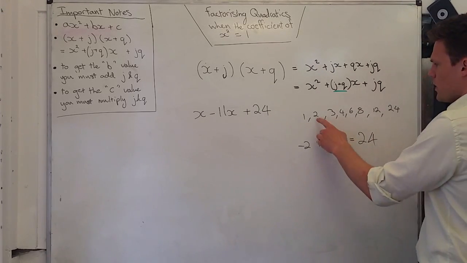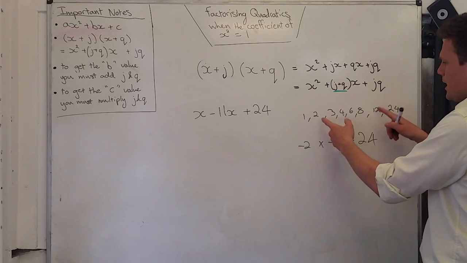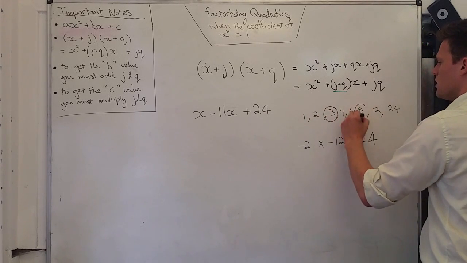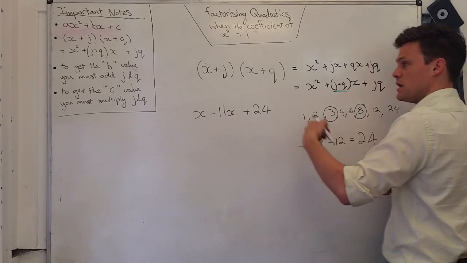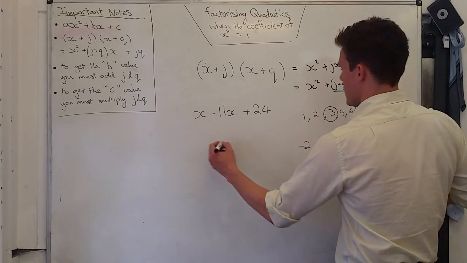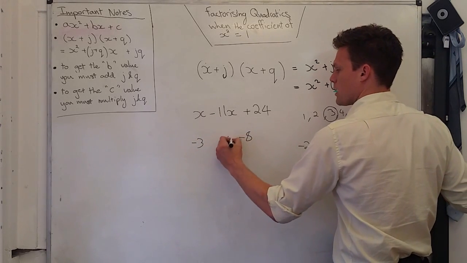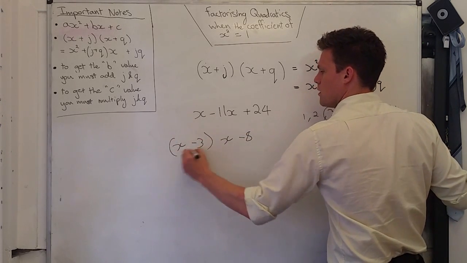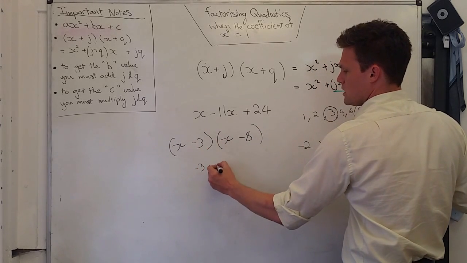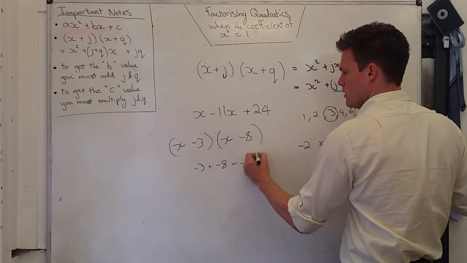So let's have a look here. If I went 2 plus 12, that's going to give me 14. That's not really going to work. However, if we note here, I've got 3 and 8. 3 plus 8 is going to give me 11, which is obviously not what I want. I want negative 11. However, if I had a negative 3 and a negative 8 in my brackets, negative 3 plus negative 8 is going to get me negative 11, which is a win.